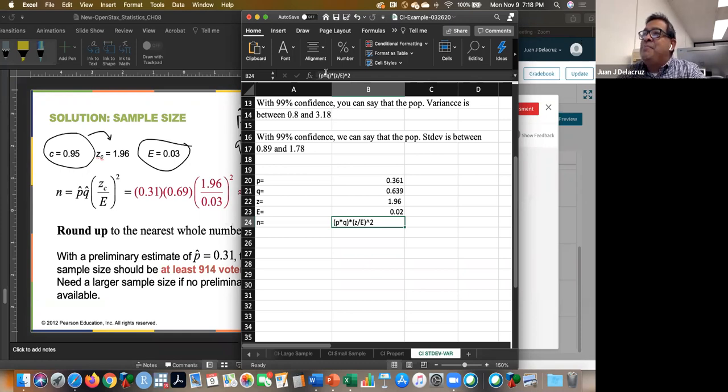Even with 2%, I typed the formula in another computer. I used 3%, and the sample size was very small. I used 2%, and the sample size went way up. So even a 1% difference can make a big difference in your computation of the sample size.